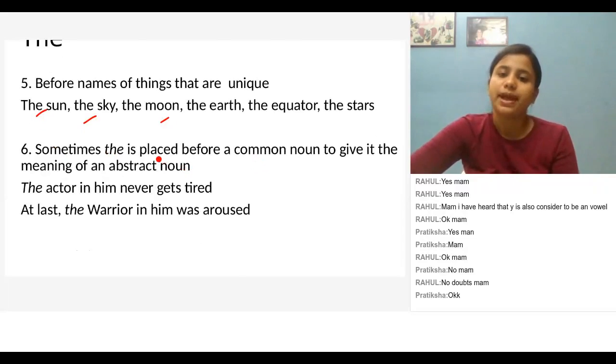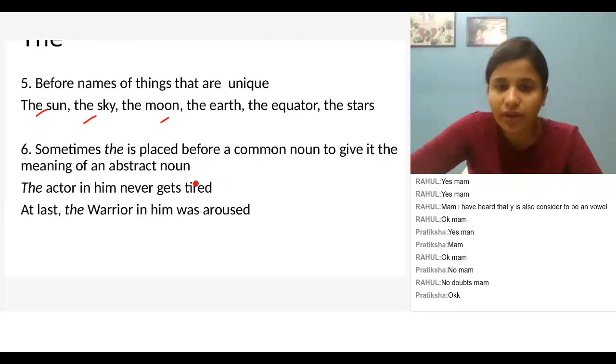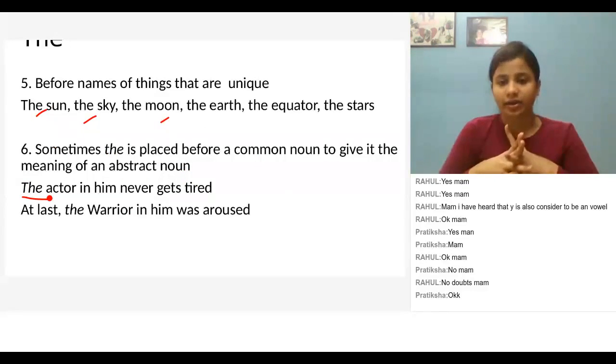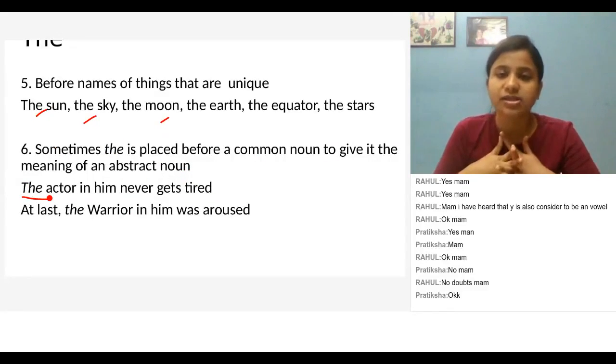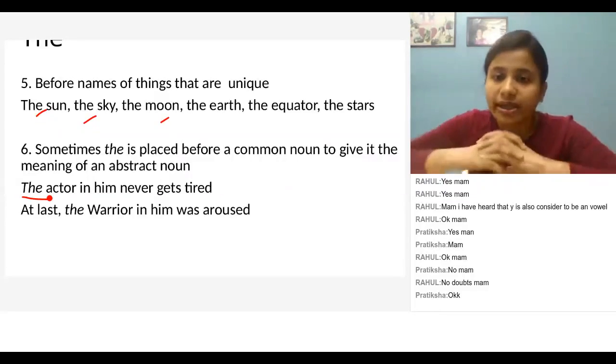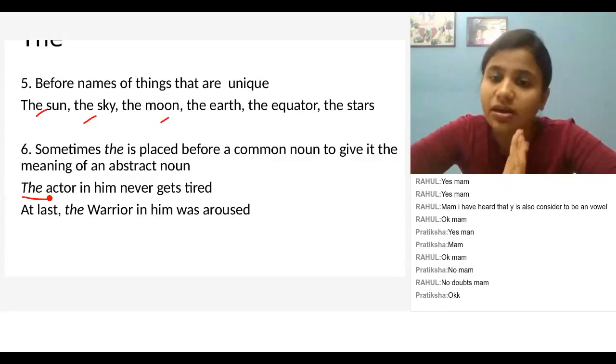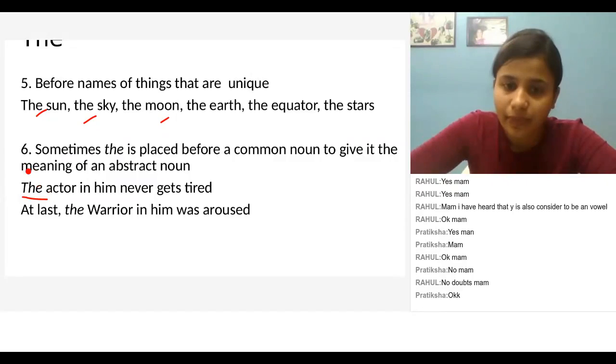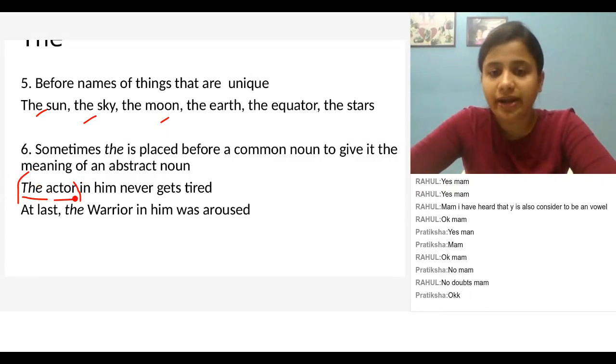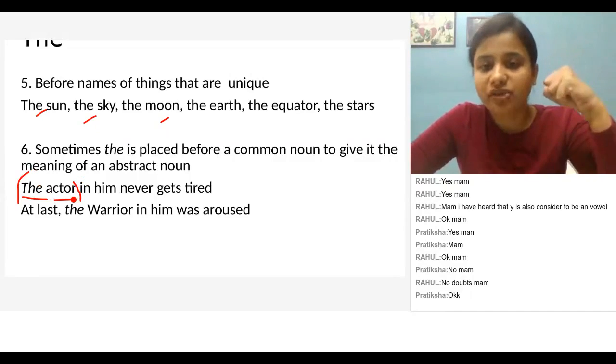Okay. Sometimes "the" is placed before a common noun to give it the meaning of an abstract noun. The actor in him never gets tired. Means what? If there is a person who likes to act, and he has the qualities of an actor, then you say the actor in him never gets tired. Means what? The qualities of an actor. So you say the actor in him, okay? So you're giving him an abstract idea of having qualities of an actor.